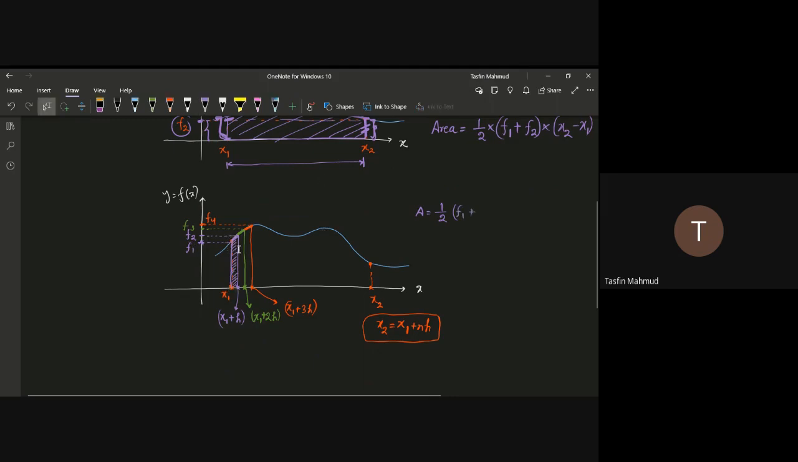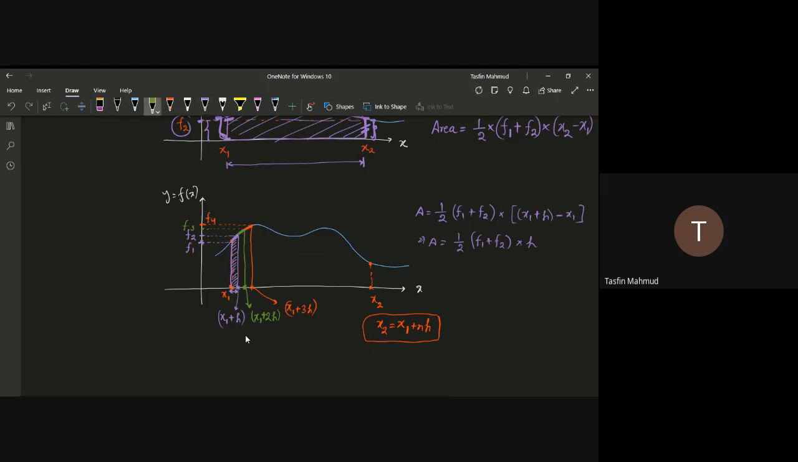Then we have to calculate the length of the right side of this purple color trapezium, and this is f2, right? So f1 plus f2, and then we have to calculate the distance between the parallel sides. The distance we will get is x1 plus h minus x1, so the distance is h. So the area will look something like this: half times f1 plus f2 times h. This is the area for the purple color trapezium.